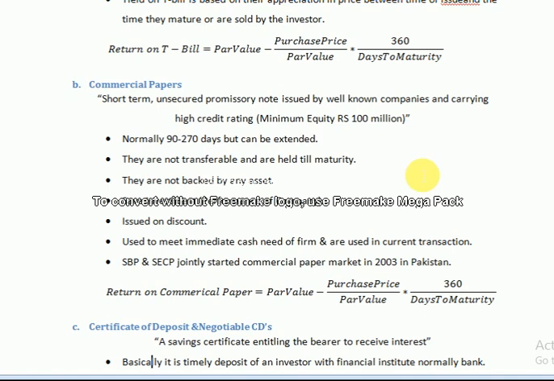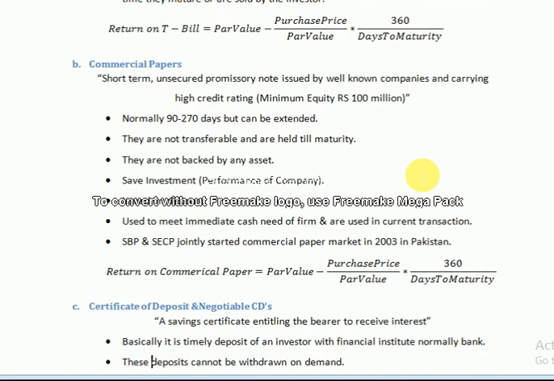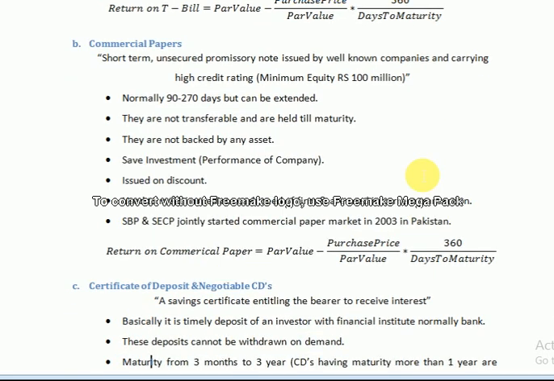Mostly commercial paper, just like T-bills, is issued at a discount, but the major difference is that commercial paper is issued by corporations and T-bills are issued by governments. Mostly, commercial paper is used to meet the immediate cash needs of firms, and the funds generated from commercial papers are used in current transactions.